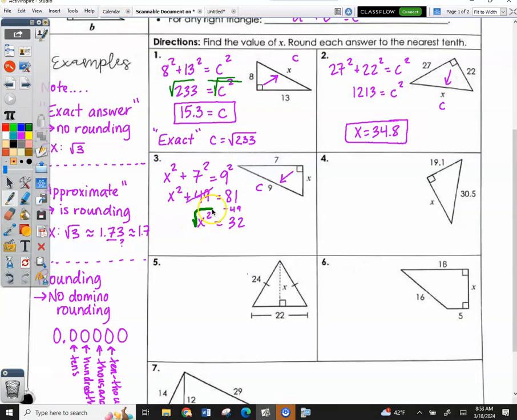All right, we're going to square root. Square root, square root. Did you get 5.7? All right, number 4. Everybody try it. This is where numbers get ugly. Try number 4.